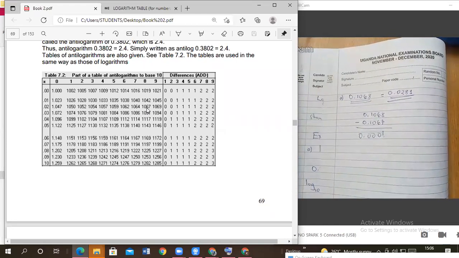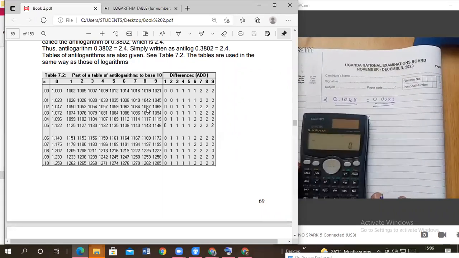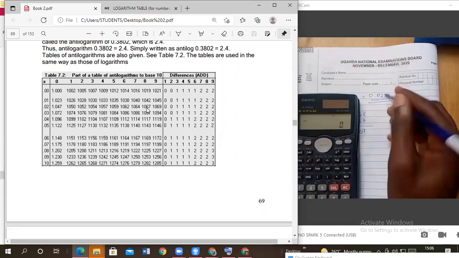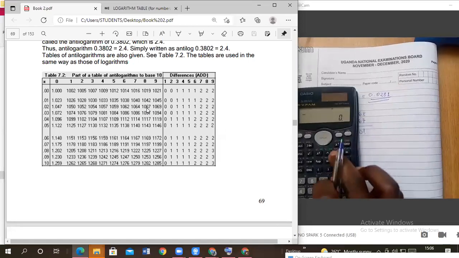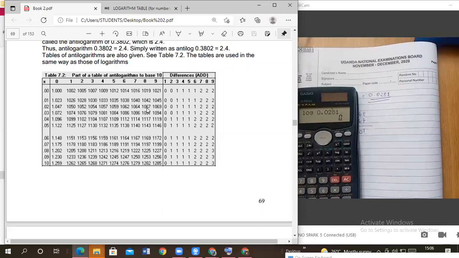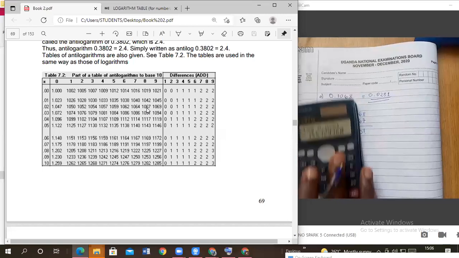Yes. Let's prove it from our calculator. Now I'm going to get the log of this. So what is the log of 0.0281? That's the number, not so? What do you get? We are getting negative 1.51929. So it's not giving us this one.